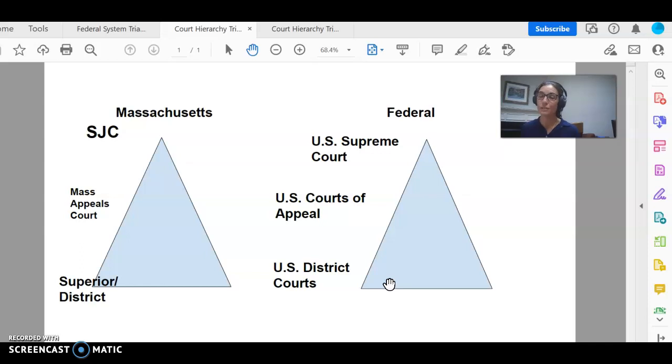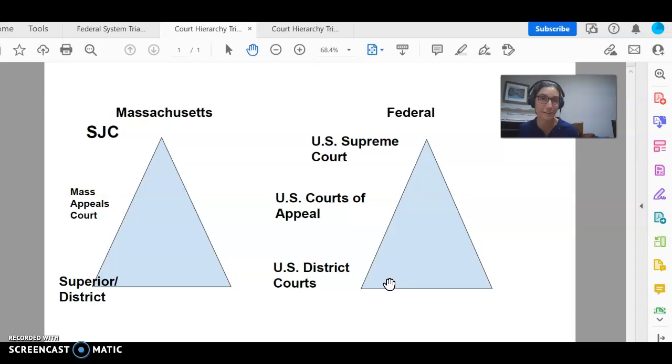And so Massachusetts has one U.S. District Court, and it is called the U.S. District Court for the District of Massachusetts. Now, some states do have more than one federal trial court, and that is because they are very populous states and have that many more legal cases. Massachusetts, we just have one.